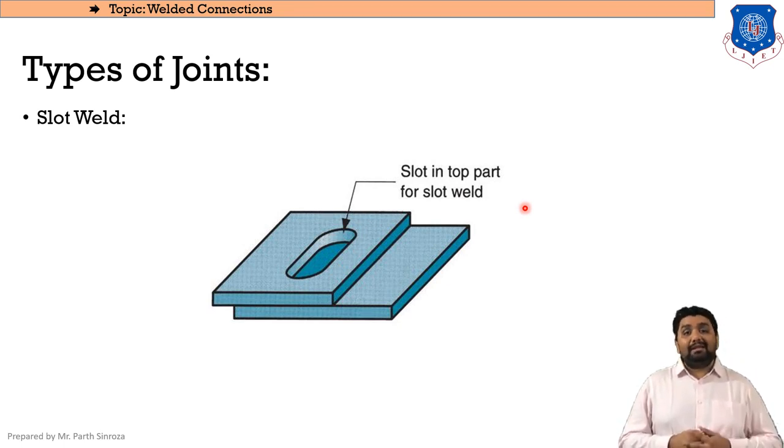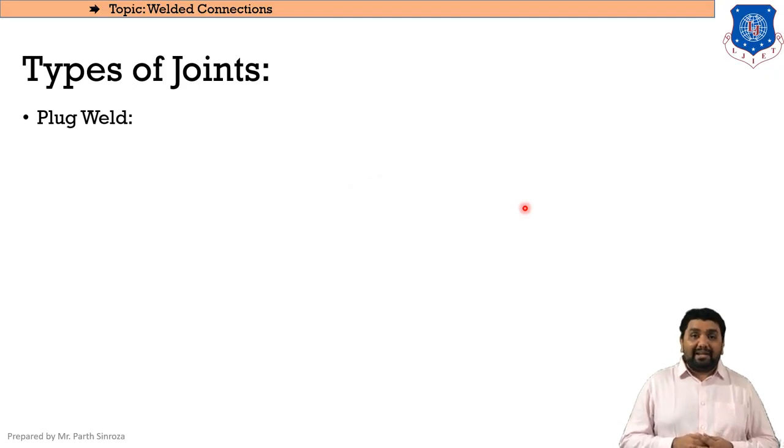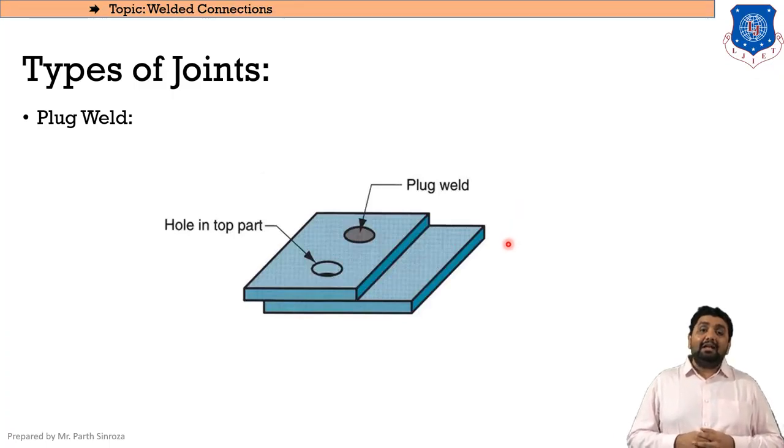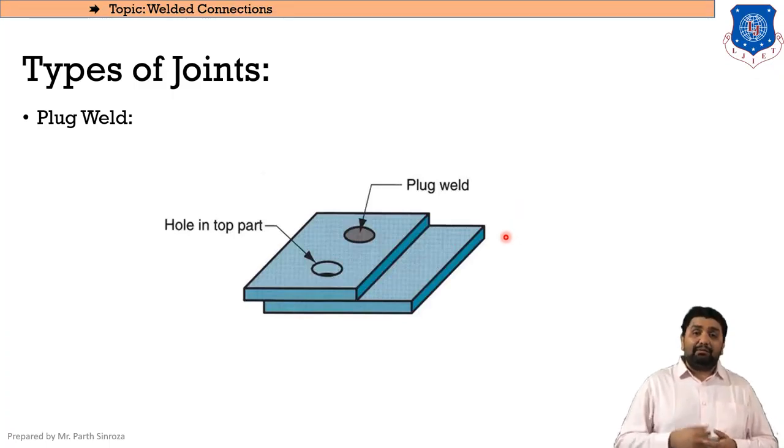Clear? And the last type will be plug weld. The plug weld and slot weld are mostly similar. The only thing is that slots can be of various shapes, but in plug it should be of hemispherical shape only.